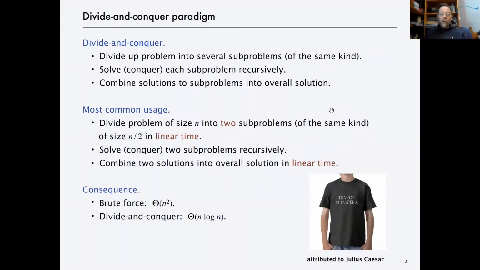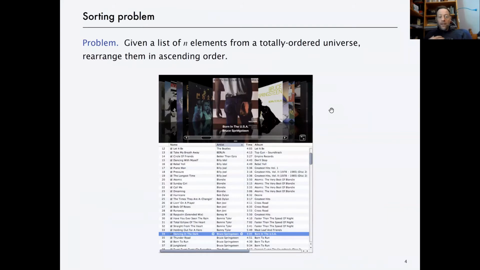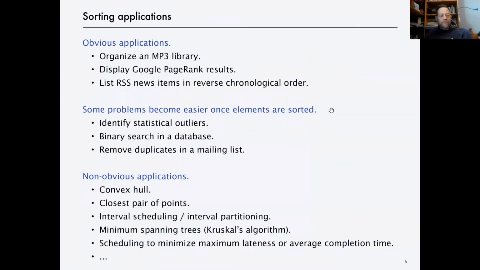So if we were to try every possible combination, then it would be n squared. But by doing it in this fashion, we save a significant amount of time. So one very nice and common example of this is sorting. It's an approach called merge sort. In this case, we're given a list of n elements from a totally ordered universe and rearrange them in ascending order. So for example, we want to sort all our songs in our library.